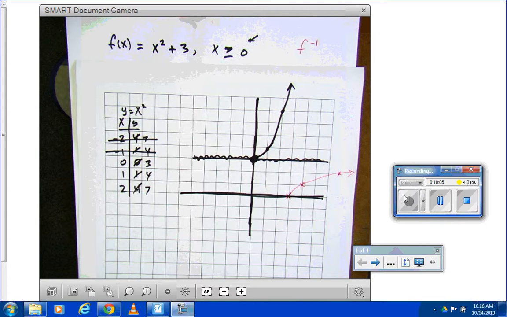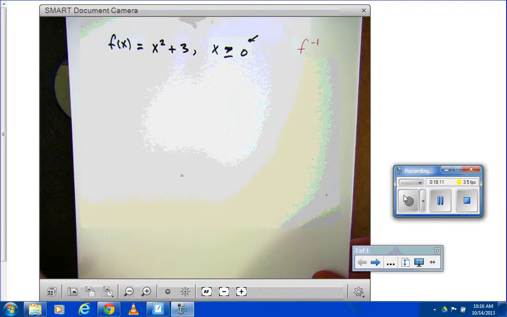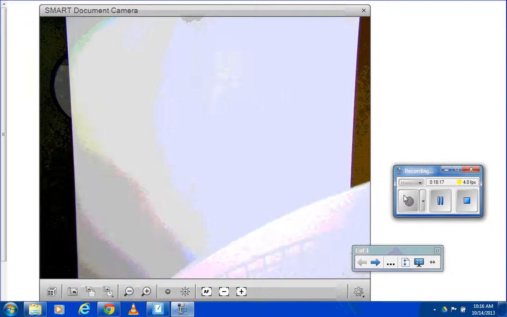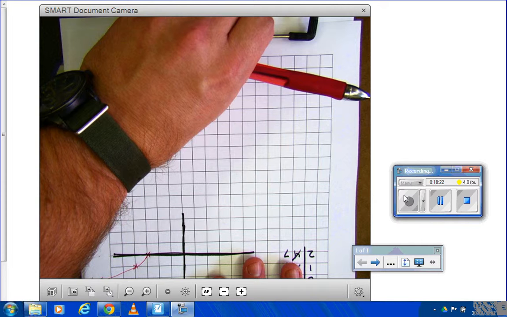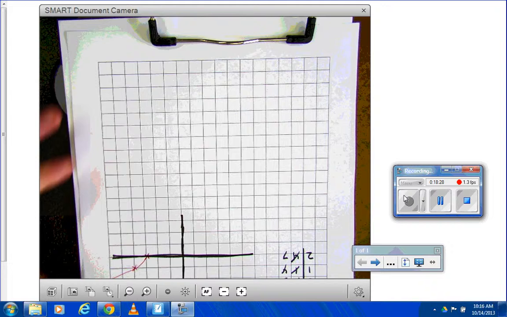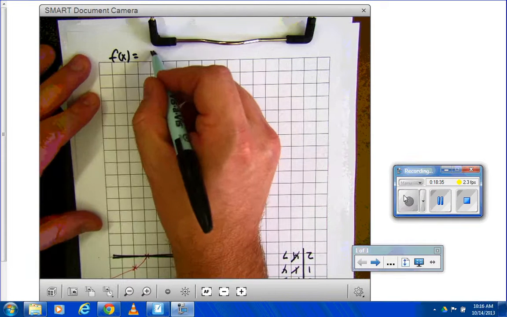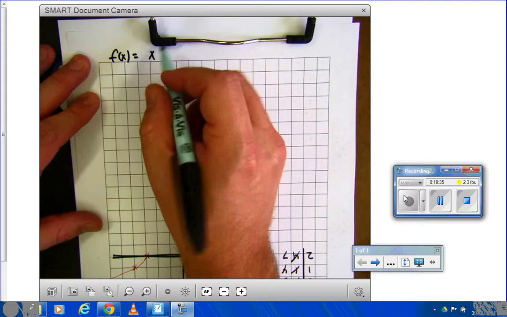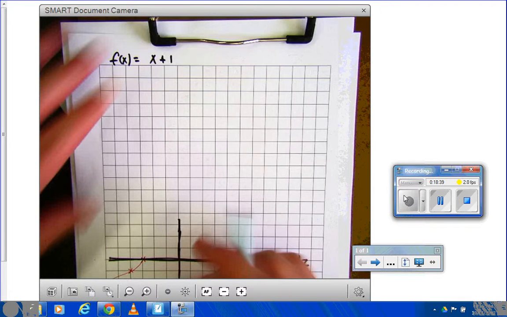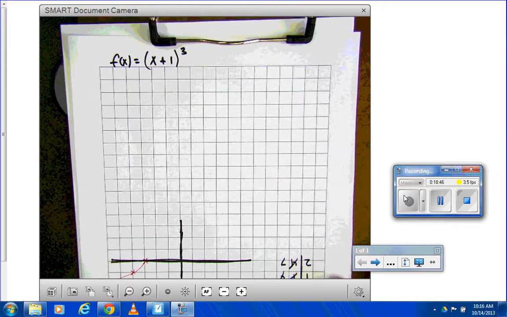All right, let's look. Let me do one more. Let me do a cubic with you here, and then I'm going to let y'all graph these functions with their inverses here. All right, let's try this one. So we got f of x equals x plus 1 quantity cubed. Okay, so let's graph this one and its inverse here.